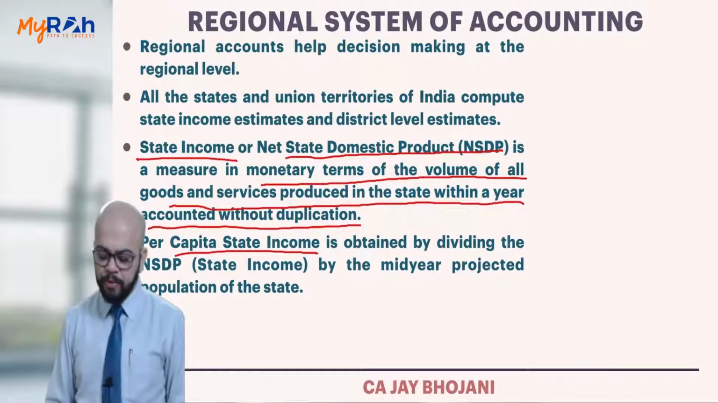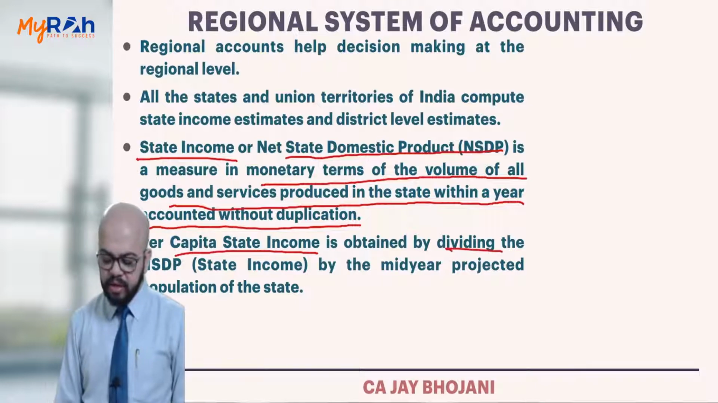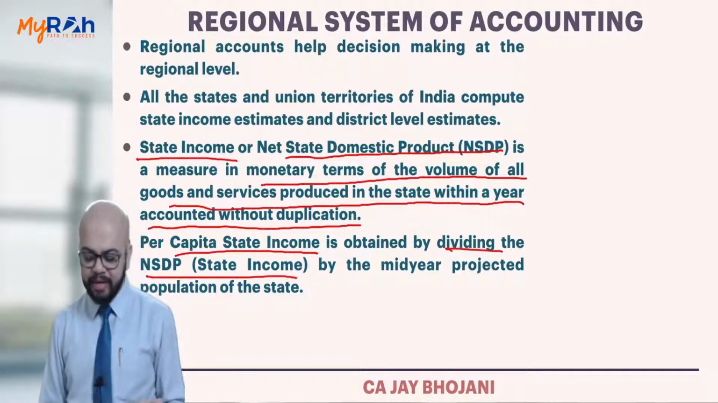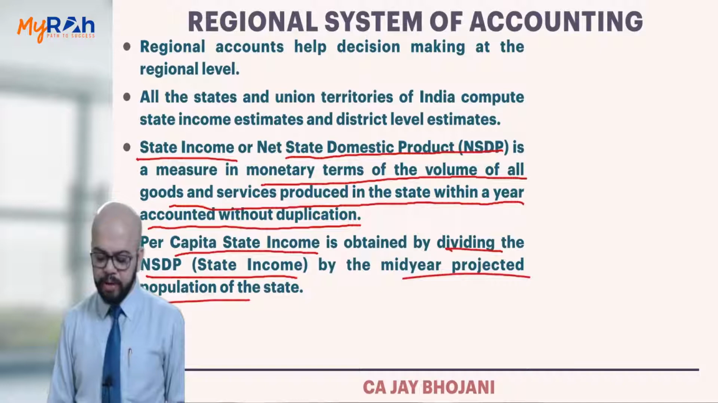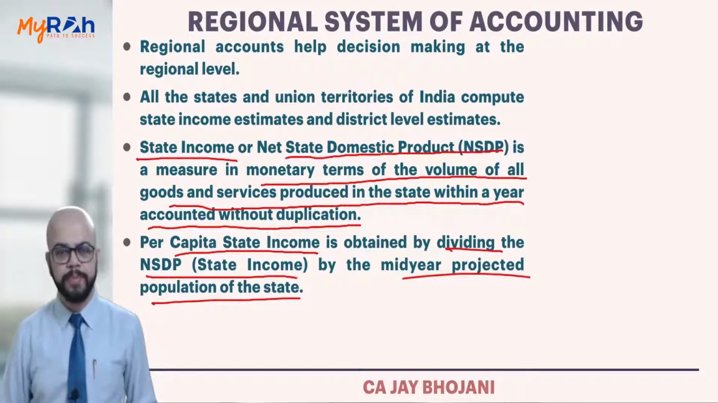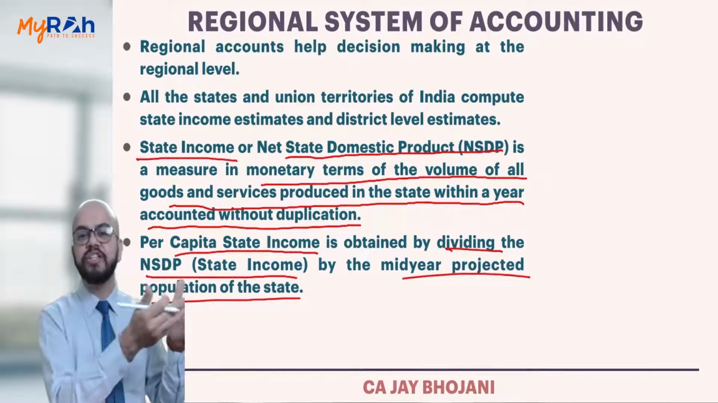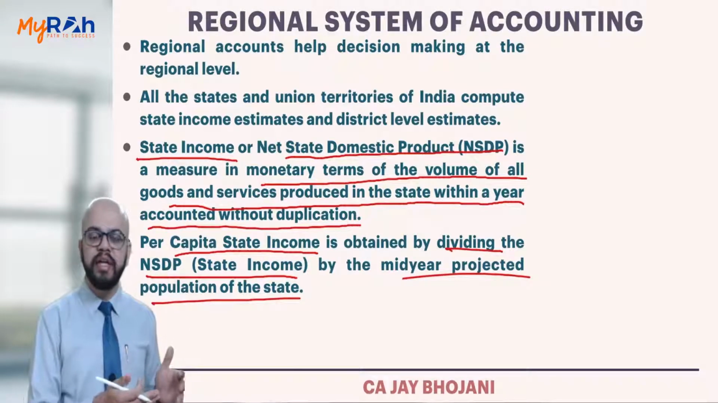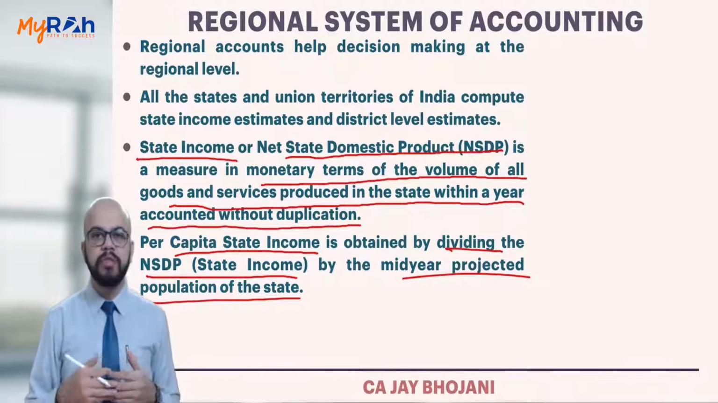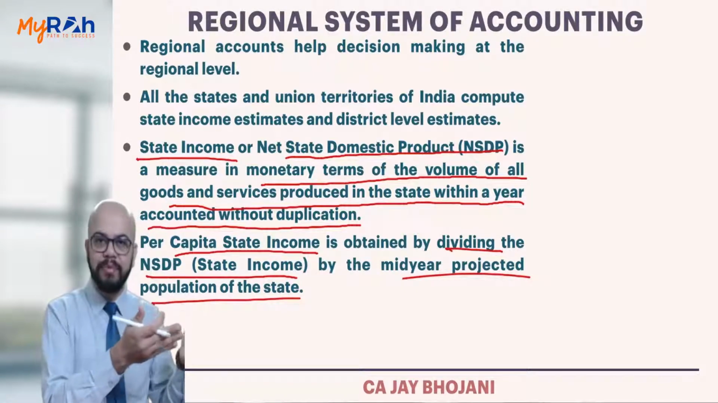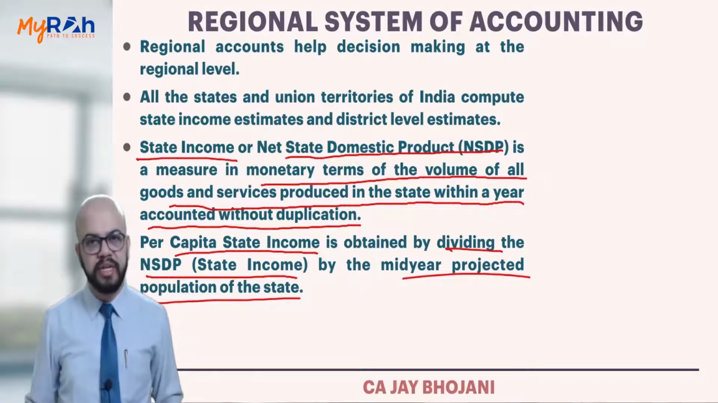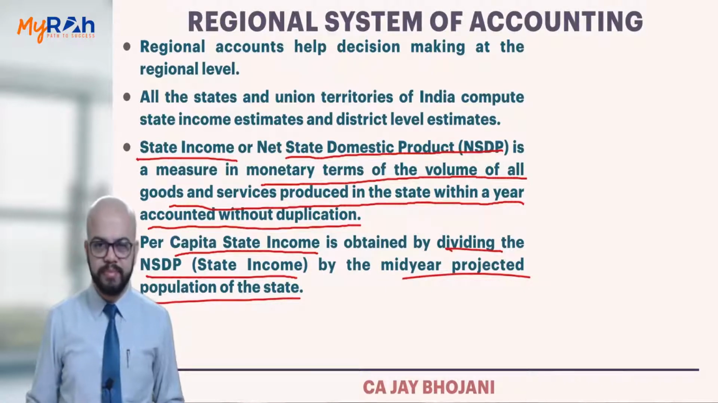Simple. How do you do that? You divide the NSDP, which is nothing but the state income, by the mid-year projected population of the state. If you wanted to find out the per capita income of the nation, you were dividing national income by the population of the country. The same way, if you want to find out the per capita state income, you are going to divide the state income by the population of the state. Simple.